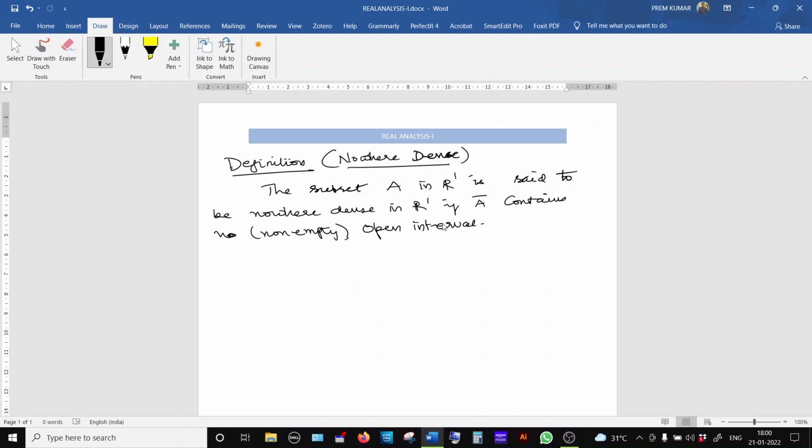That is, a set is said to be nowhere dense if the closure of the given set does not contain any open interval. That's all. This is the definition, and using this we are going to say some of the sets we studied earlier are nowhere dense sets.